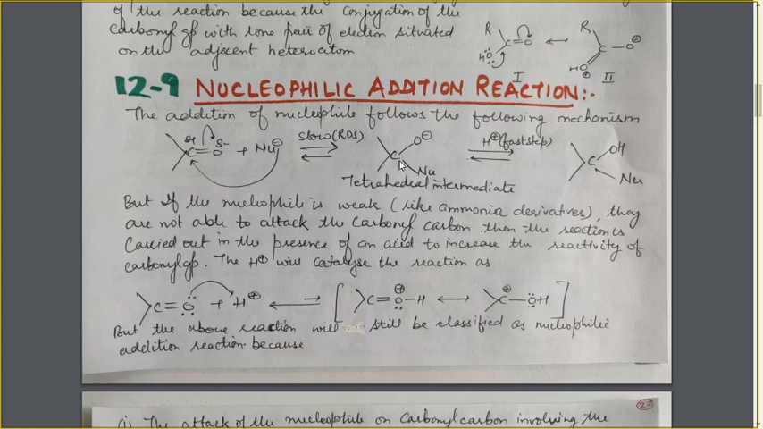In the next step, this tetrahedral intermediate with negative charge on the oxygen atom will abstract the H positive ion either from the solvent or from the reagent, that is the reagent which is supplying the nucleophile. From that it will abstract the H positive ion, leading to the formation of the final addition product. Now, why is this abstracting the H positive ion from the solvent or from the reagent supplying the nucleophile? Because it is an alkoxide ion.